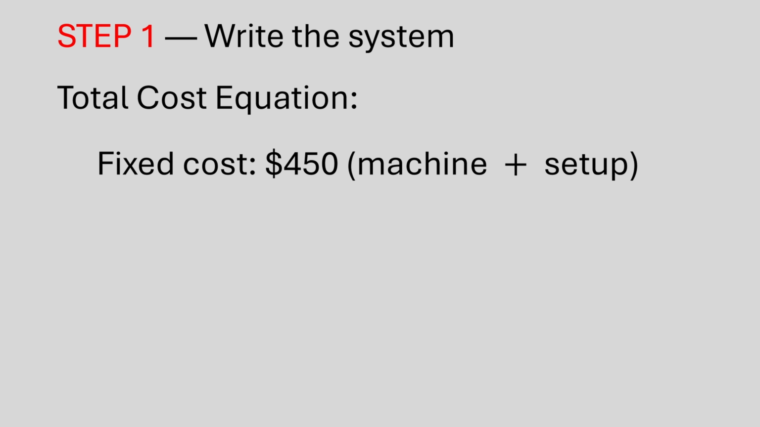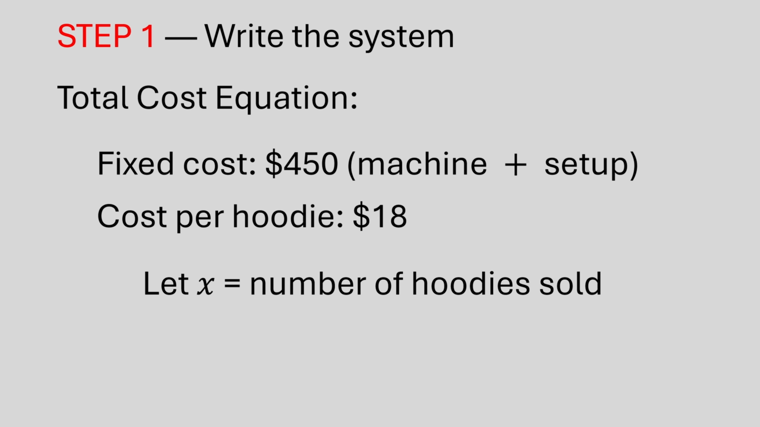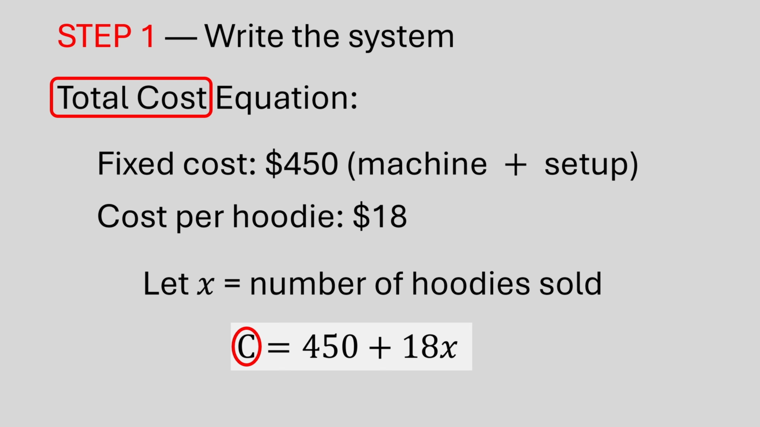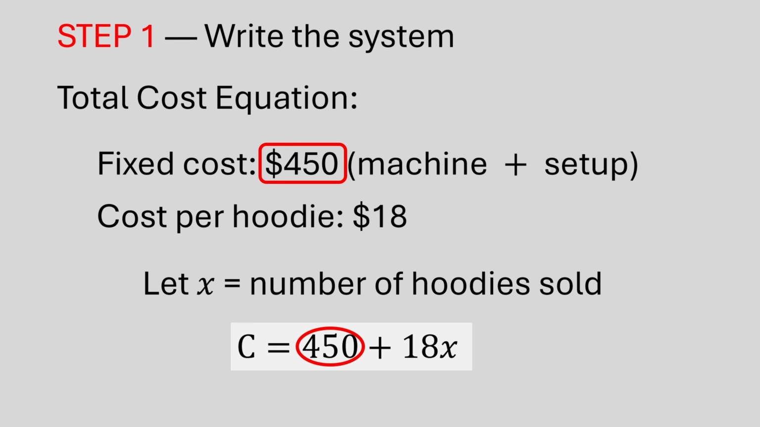Write the equations. Total cost equation. Here we have fixed cost and cost per hoodie. Let X equal the number of hoodies sold. Total cost C equals fixed cost 450 plus cost per hoodie 18 times number of hoodies sold X.